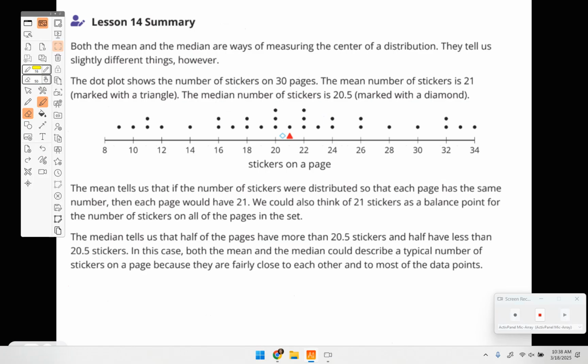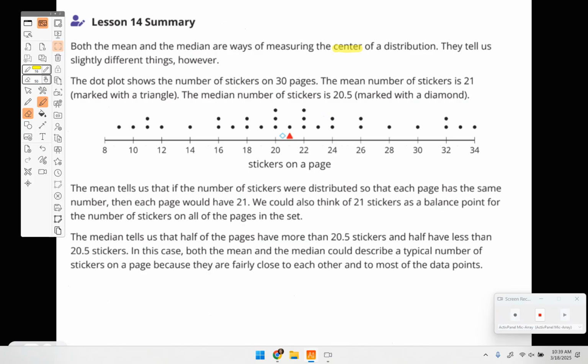Both the mean and the median are ways of measuring the center of a distribution. We also talk about measuring spread or variability, but these two measurements measure center. So, looking at where my data is focusing around. Then you've got to look up here.